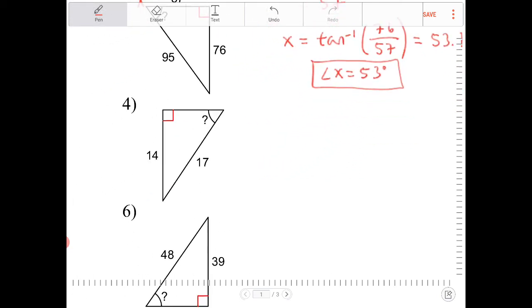Let's take a look at the next one. Question 4. Again, I'm going to call this angle x. Here I'm not told what the third side is. I'm only given 2 out of the 3 sides, which means they want you to use a specific trig ratio. 14 is opposite of x and 17 is the hypotenuse, so they want us to use sine. Sine of x is equal to 14 seventeenths, so x will equal arcsine of 14 seventeenths.